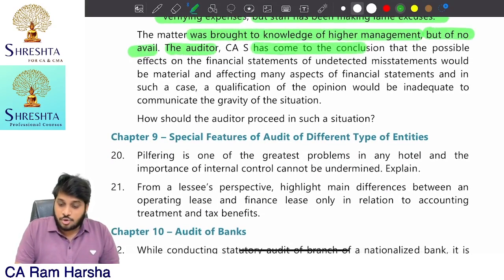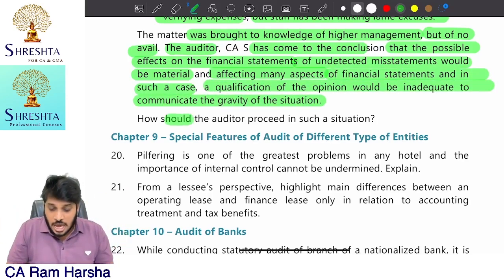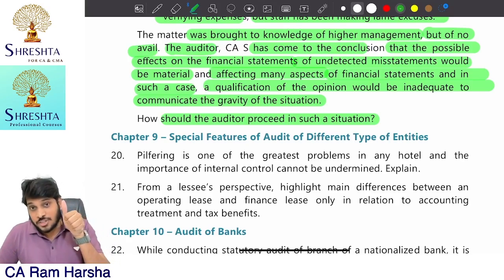The auditor has come to the conclusion that the possible effect on the financials of undetected misstatements would be material and affecting many aspects of financials, and in such a case, a qualification of the opinion would be inadequate to communicate the gravity of the situation. How should the auditor proceed? If the auditor has encountered an exceptional circumstance where he is unable to obtain sufficient appropriate evidence, giving a qualified opinion is not sufficient to communicate the gravity of the situation, and the possible misstatements could be material and pervasive, the auditor should withdraw from the engagement. First, if withdrawal from the engagement is not possible, not permitted under law, you must issue a disclaimer of opinion.